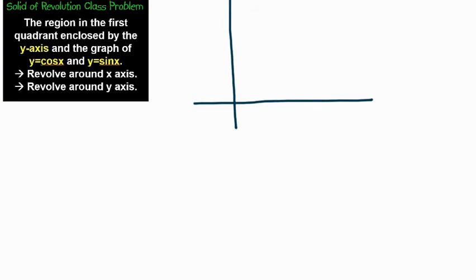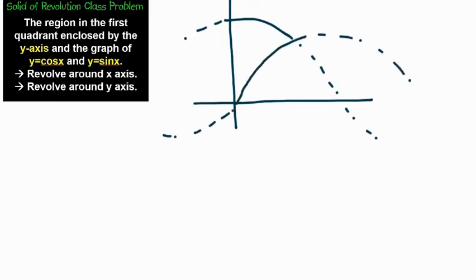Of course, the cosine graph from your trig class starts up here and then goes on its way. A sine graph passes through the origin and then goes on its way. Okay, now I've seen the problem before, but would you be able to first of all identify that the region that we're talking about is in here? This is the region that's between the sine and cosine graph and is also butted up with the y-axis.